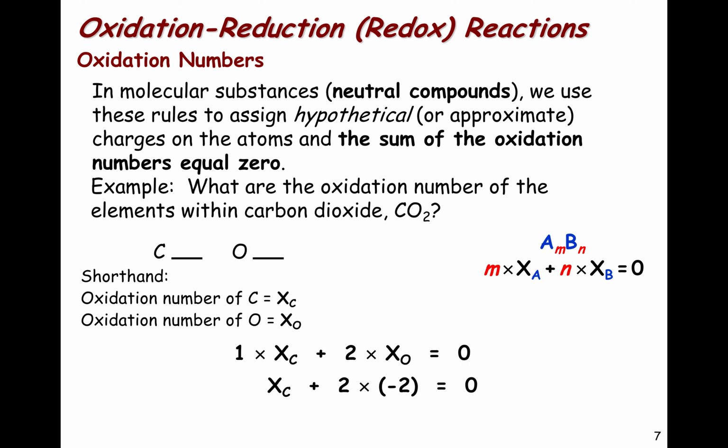In this case, then, we know that 99% of the time, the oxygen oxidation number is -2. We put that in for X subscript O. We now have an equation with one variable, and we should be able to solve that. So we can see that 2 times -2 is -4, and the value of X subscript C has to be equal to +4.